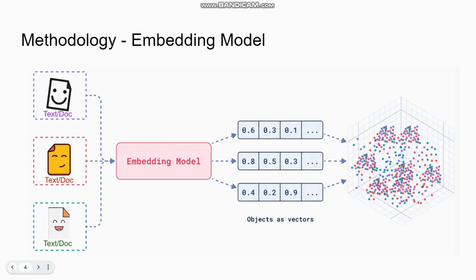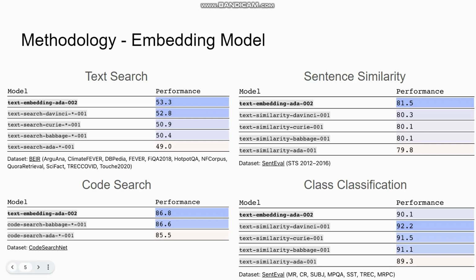and better generalization. In our project, the model we use is text-embedding-ada-002. It is the most advanced embedding model from OpenAI. We can see that even compared with task-specific models, ADA002 performs well across all four tasks, which are text search, code search, sentence similarity, and classification.